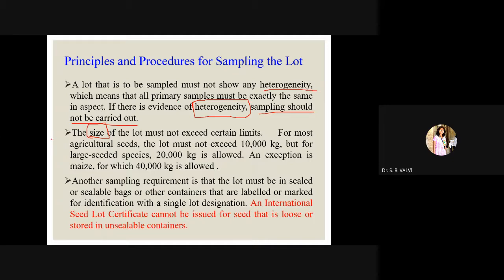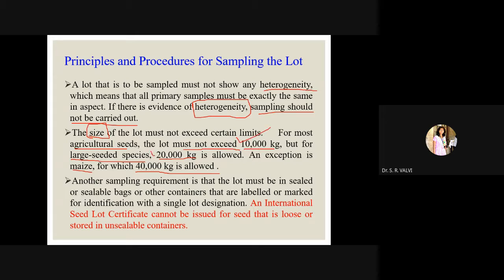Second, size. For agricultural seeds, the lot must not exceed 10,000 kg. For example, rice, bajra, jowar, rye. For all these agricultural seeds, the lot must not exceed 10,000 kg. But it is also given that for large-seeded species, 20,000 kg is allowed. In the case of maize, which is large-seeded, 40,000 kg is allowed. For small-seeded, 10,000 kg is allowed.